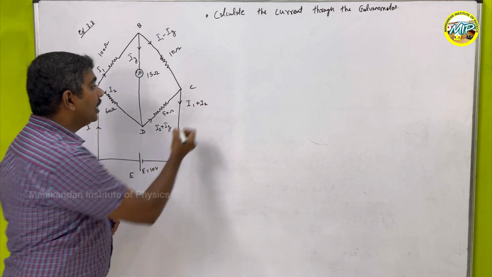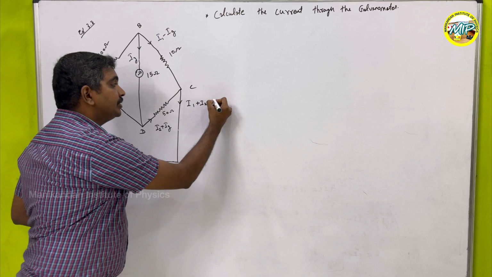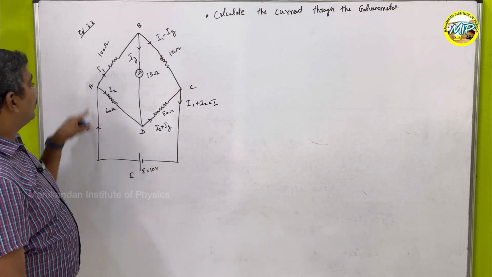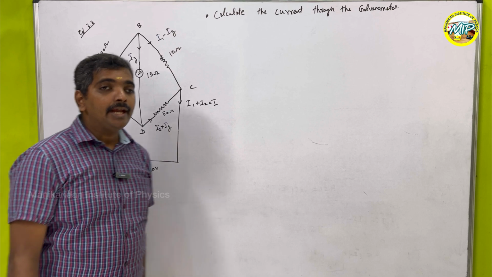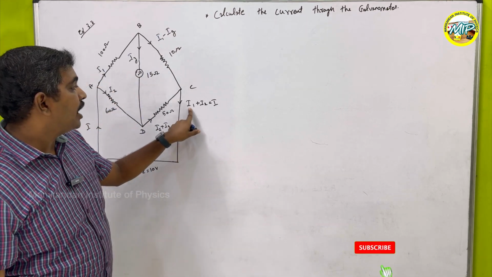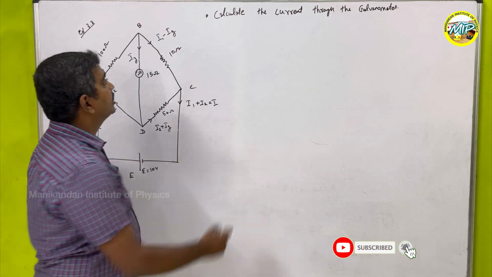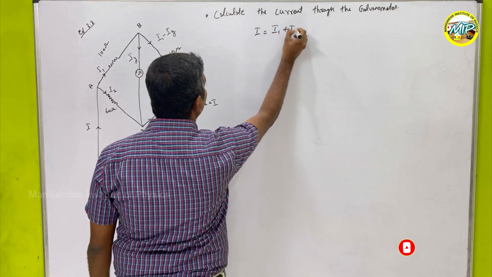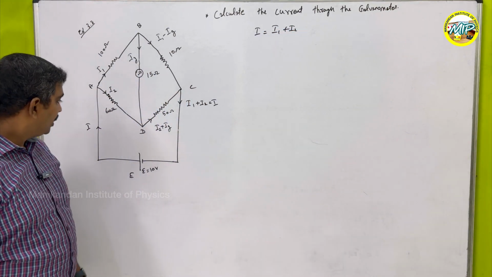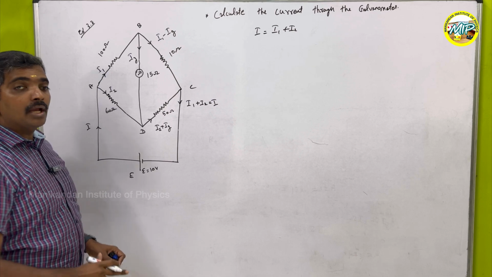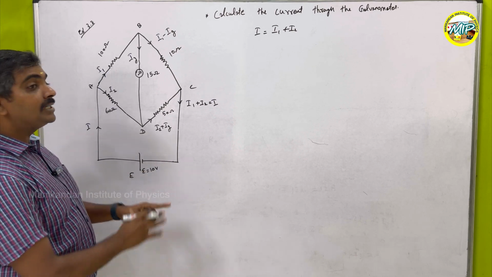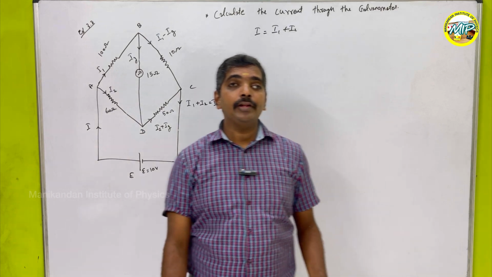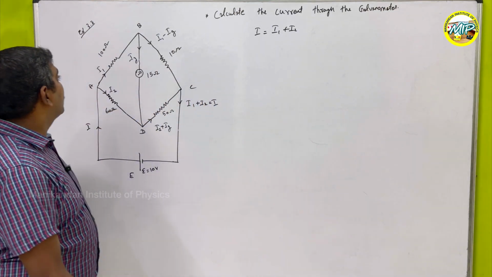This is nothing but your I, using the Kirchhoff junction rule. The amount of current leaving the junction equals the amount of current entering the junction. So I1 plus I2 equals I. I can simply write, using the junction rule, I equals I1 plus I2. So using the Kirchhoff junction rule, we split the current. Next, using the Kirchhoff loop rule, we are going to find the current through each branch.